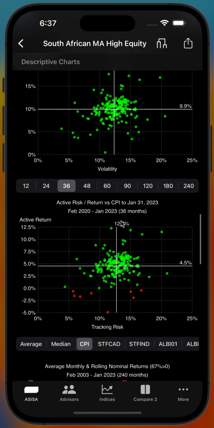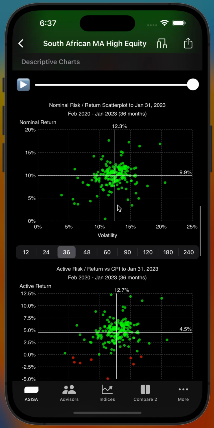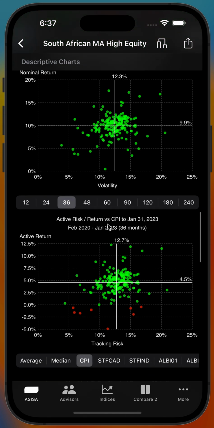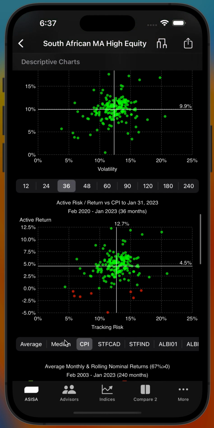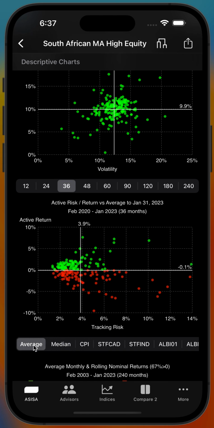And on the bottom one, so this is volatility versus nominal return. On the bottom one, given the benchmark that you've chosen, so in this case CPI is chosen, but you could change it to the average, the category average, it's giving you the tracking risk, also known as the tracking error, versus the active return. Active return is the outperformance of, in this case, the average.